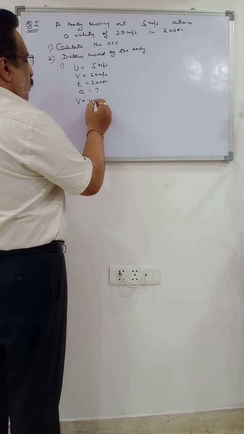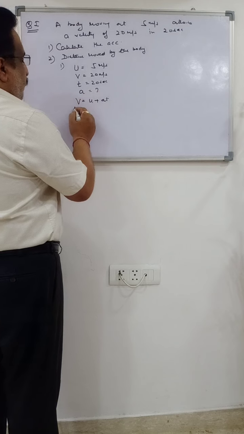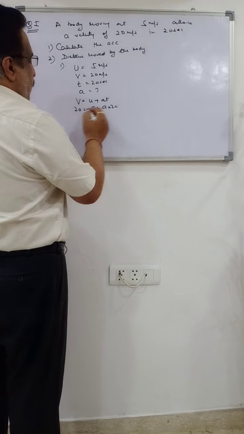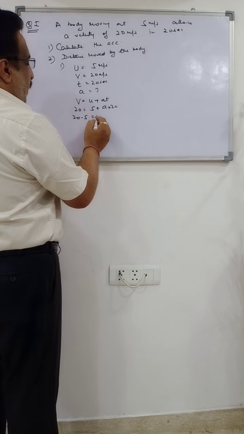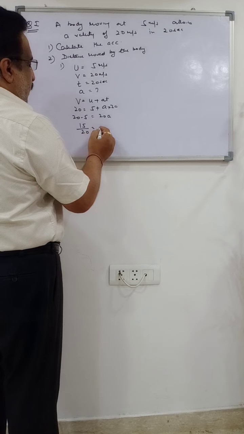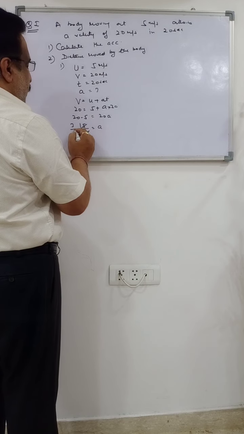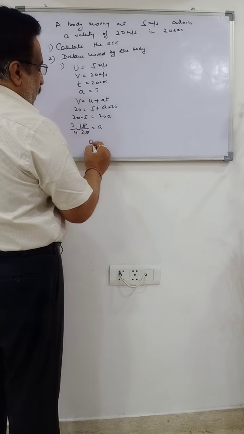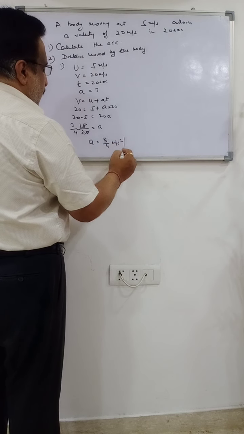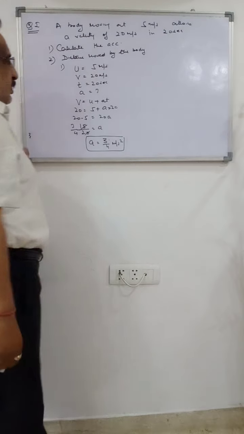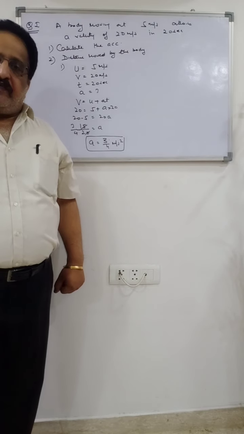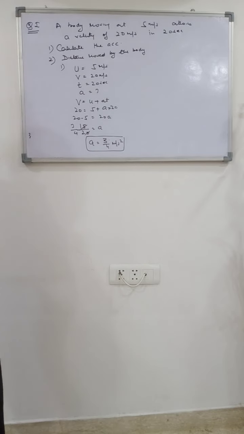So let's do the first part first. V is equal to U plus AT. V is 20 is equal to U 5 plus A into 20. 20 minus 5 is equal to 20A. 15 upon 20 is equal to A, that comes out to be 3 by 4. So A is equal to 3 by 4 meter per second square. That is the acceleration. So you have used the first equation and calculated the first part.